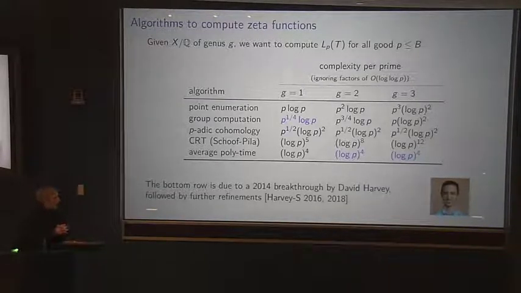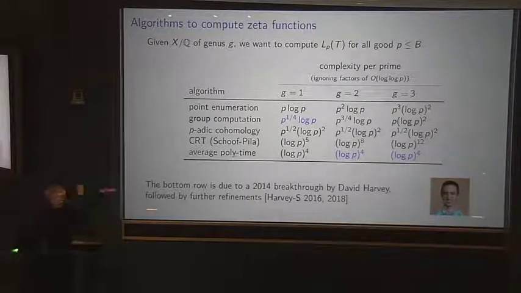But remarkably, and this is a 2014 breakthrough by David Harvey, there is an algorithm that will let you, if you want to solve this problem simultaneously for all primes p up to some chosen bound b, the algorithm is quasi-linear in the bound b, and it works out to be, on average, polynomial for each prime p. And in fact, the polynomial is the same. It's always log p to the 4th, no matter how big the genus is. The genus is only going to change the constant factors.